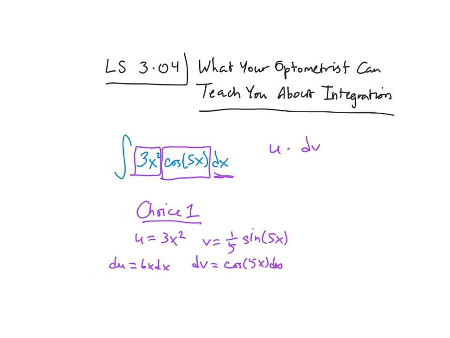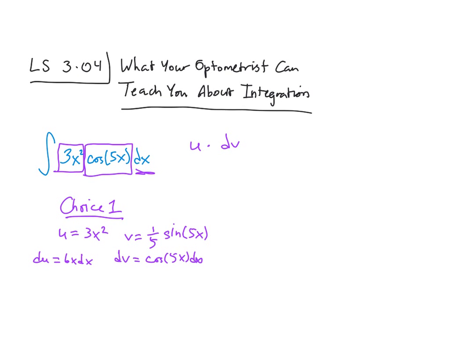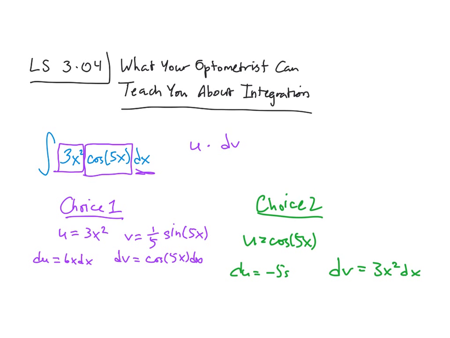And then the other possible choice, let's zoom out a bit, give me a little more room to write here. The other choice, and let's put it in green. Choice 2 would be, let's pick dv to be 3x squared dx, and then u to be cosine of 5x. In that case, du would be -5 sine 5x dx. And then v would be, let's see, what would v be? v would be x cubed. Well, that's kind of nice.